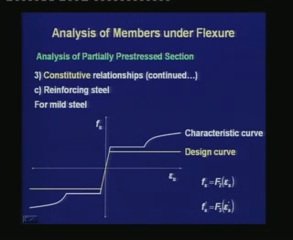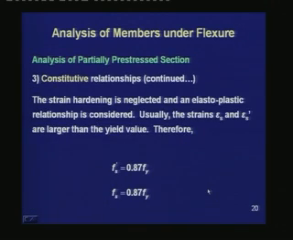For mild steel bars, the curve that we use is an elastoplastic curve. That means in the original characteristic curve we have an elastic region, then we have a plastic region, and then we have a strain hardening region. But the design curve that we use in our analysis is an elastoplastic curve without any strain hardening. The functional forms of both F2 and F3 are the same if we use the same grade of steel. Thus, the strain hardening is neglected and an elastoplastic relationship is considered for mild steel.